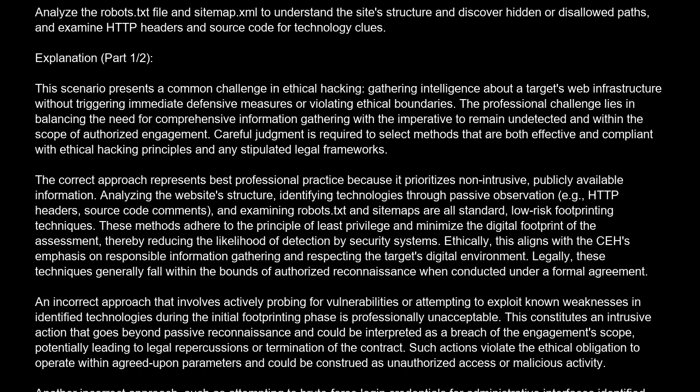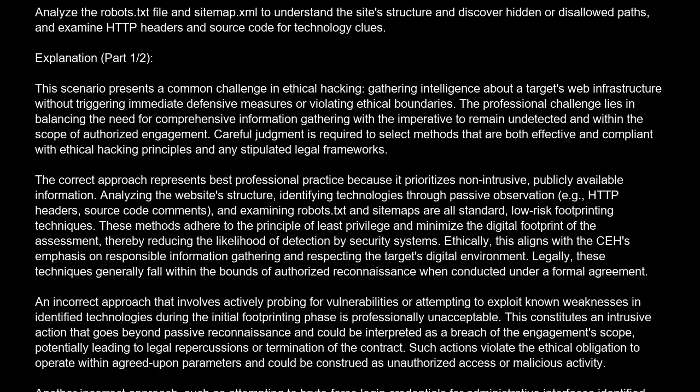Analyzing the website structure, identifying technologies through passive observation, e.g., HTTP headers, source code comments, and examining robots.txt and sitemaps are all standard low-risk footprinting techniques. These methods adhere to the principle of least privilege and minimize the digital footprint of the assessment, thereby reducing the likelihood of detection by security systems. Ethically, this aligns with the CEH's emphasis on responsible information gathering and respecting the target's digital environment. Legally, these techniques generally fall within the bounds of authorized reconnaissance when conducted under a formal agreement.